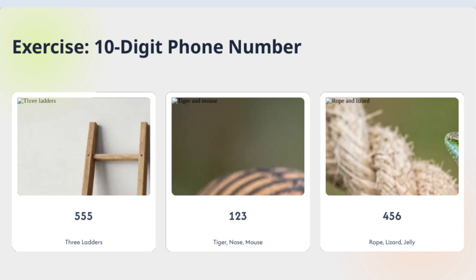either side. Next, we have tiger, nose, mouse, which again are different words, but they might follow a similar pattern or serve as another set for comparison. Then, we see 123, which is a simple sequential number pattern. Moving on, 3 ladders appears here, probably illustrating a visual or conceptual idea of multiple steps or levels. Lastly, there's an exercise labeled 10-digit phone number, which is a practical application of the concepts we've been discussing.